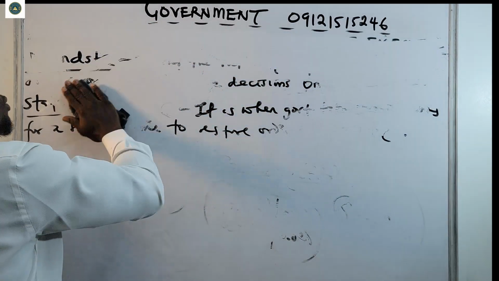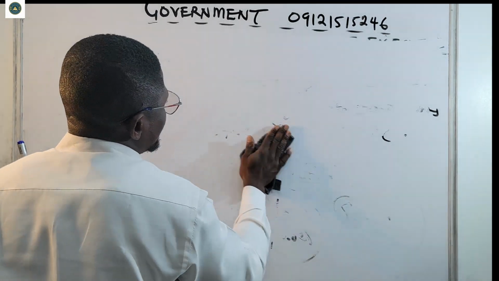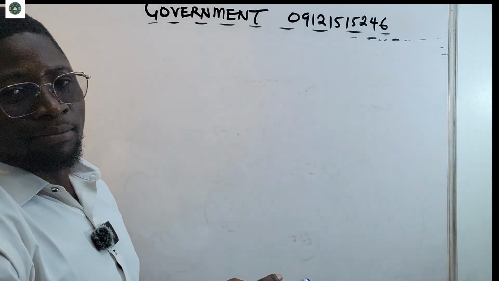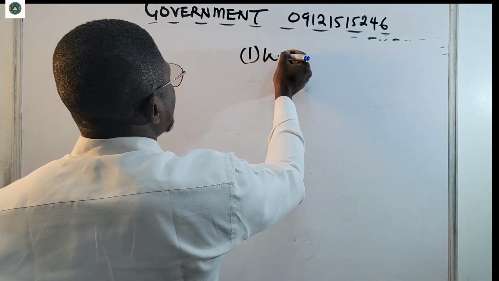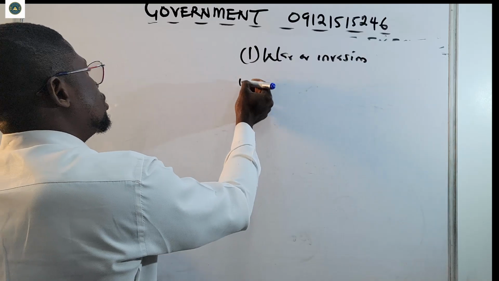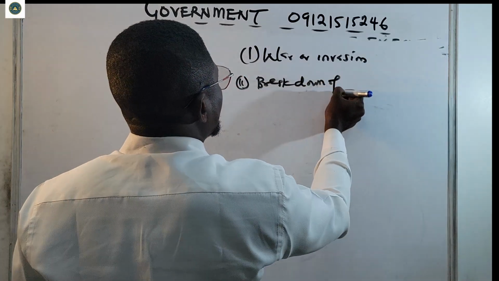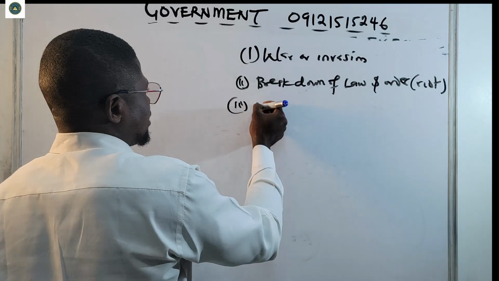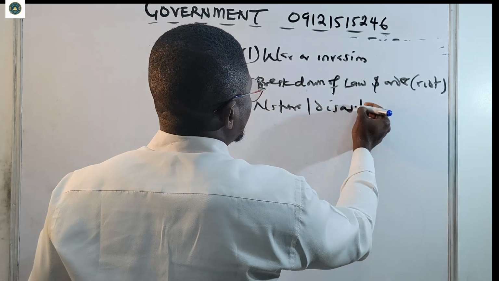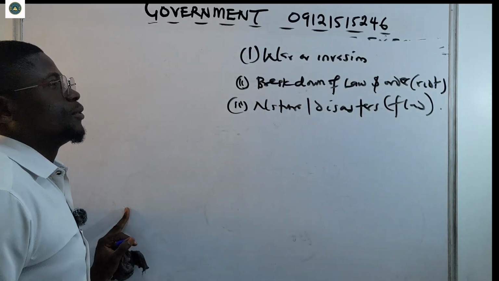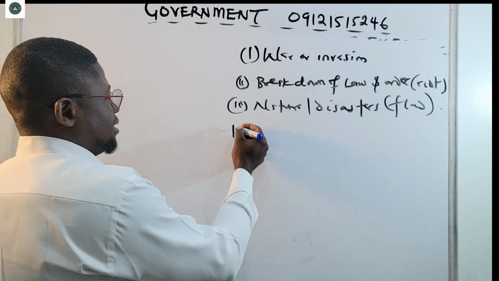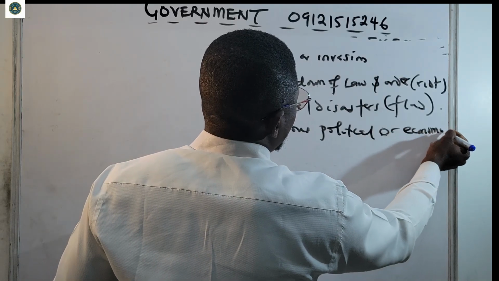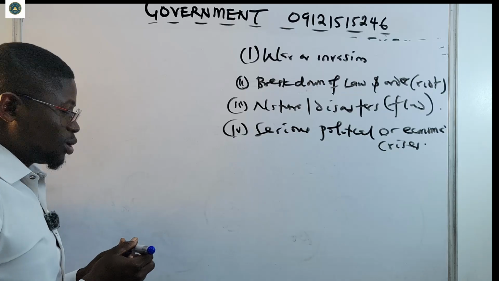During war, for example. When there's war in a particular region, a state of emergency can be declared. Number 1 is war or invasion. Number 2 is breakdown of law and order, like riots and terrorism. Then we spoke about natural disasters like flood and earthquake. Also serious political instability, serious political or economic crisis. All of this can make a state of emergency to be declared.